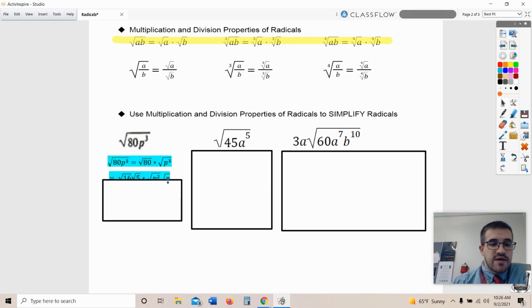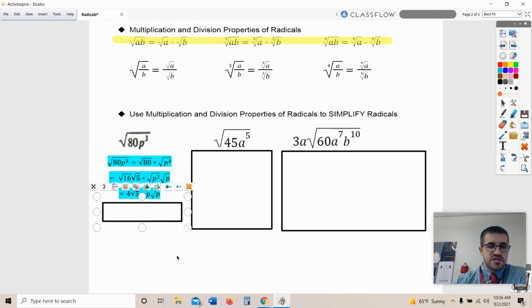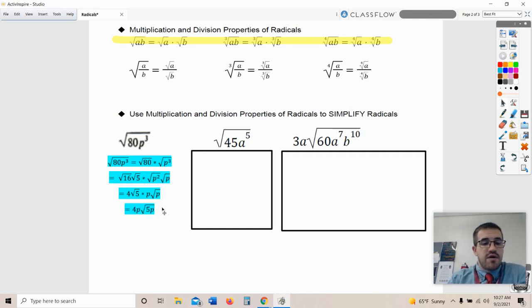So the square root of 80 breaks down into the square root of 16 times the square root of 5. And p cubed breaks down into the square root of p squared times the square root of p. Simplify your expressions. So the square root of 16 simplifies to 4. The square root of 5 stays as the square root of 5. The square root of p squared is p, and the square root of p carries down. And then when you're writing your answers, you want to put everything outside the radical on one side and everything under the radical on the other side. So you always want your constant, then your variables. So you'll end up with an answer of 4p times the square root of 5p.